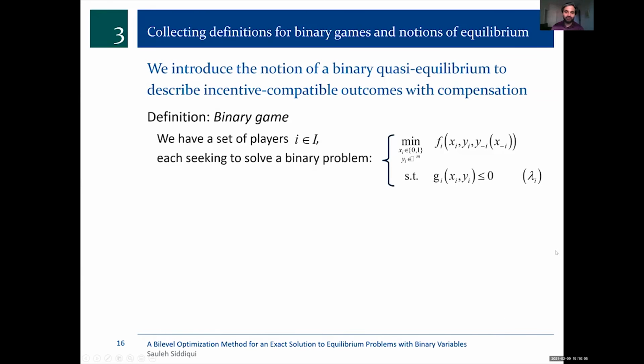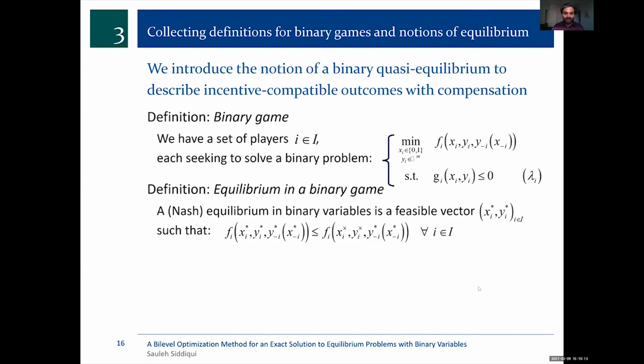So thinking about this binary game, let's define our game now. If we have a set of players, each seeking to solve a binary problem, again, an objective with certain constraints, an equilibrium in a binary game is basically a vector of continuous and binary variables such that no player is better off than where they are right now. So it's the standard definition of a Nash equilibrium, which is essentially that each player does not want to deviate from what their conditions are.